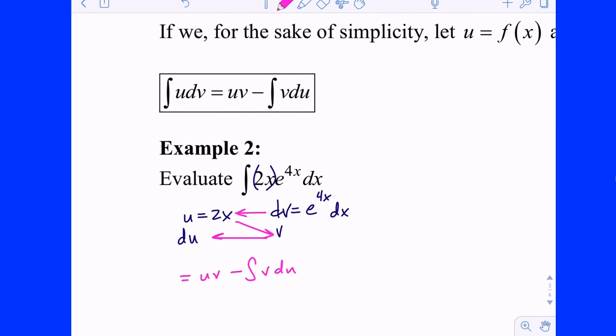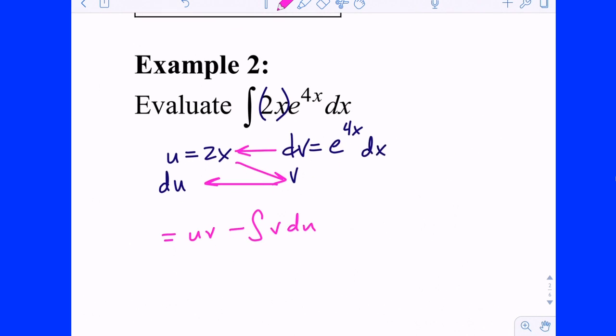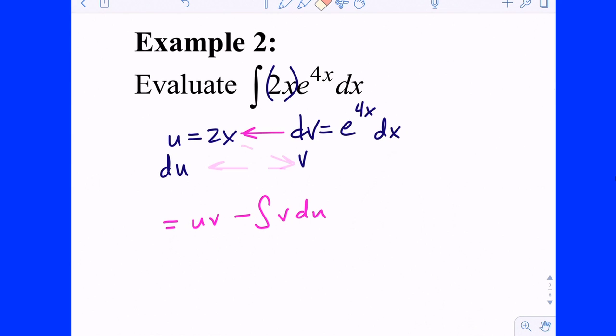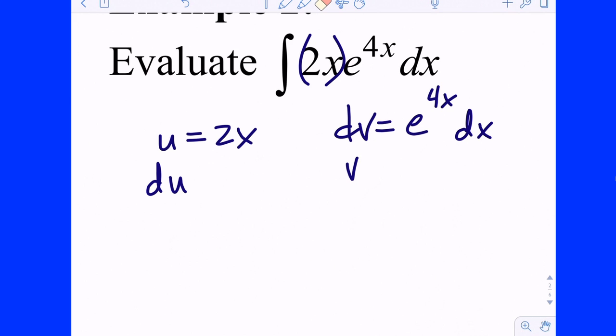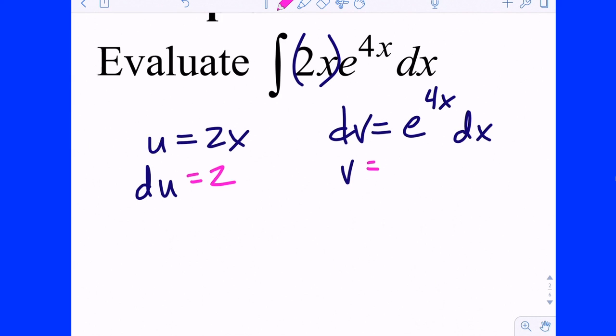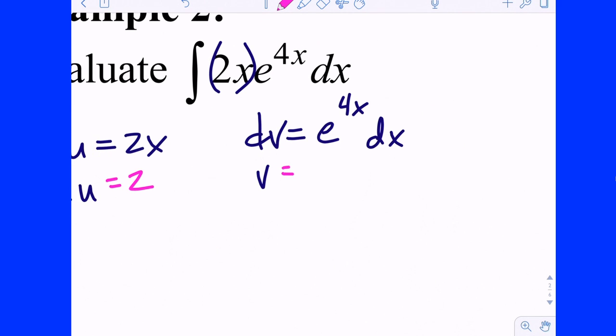Okay, so with the backward Zorro method, you don't need to remember all those u's and v's and f primes and g primes. It just sets up nicely. All right, so what is the derivative of 2x? 2. And what's the antiderivative of e to the 4x? 1/4 e to the 4x. Good.